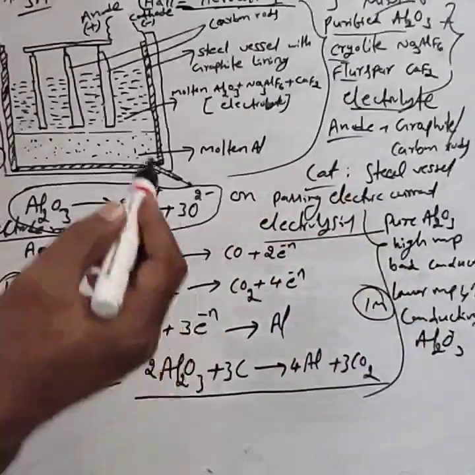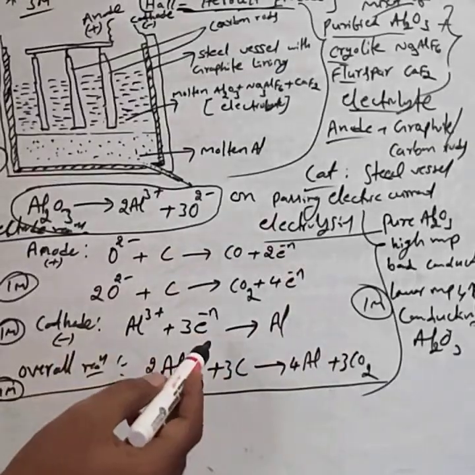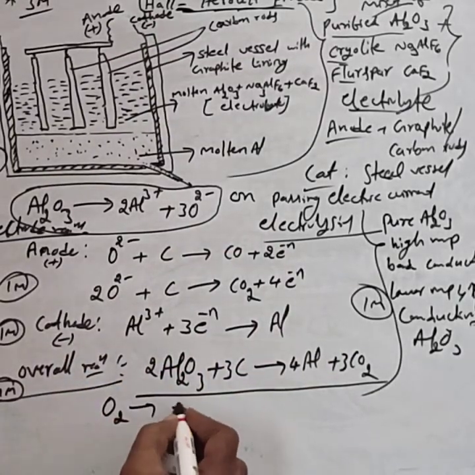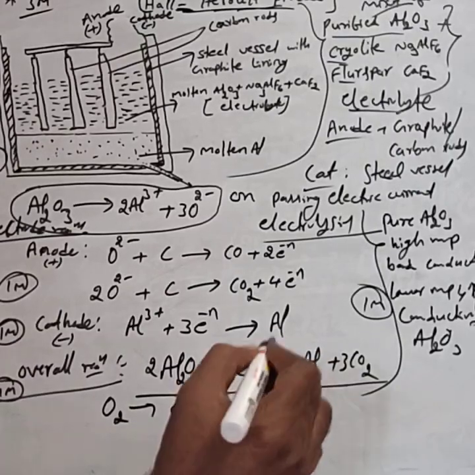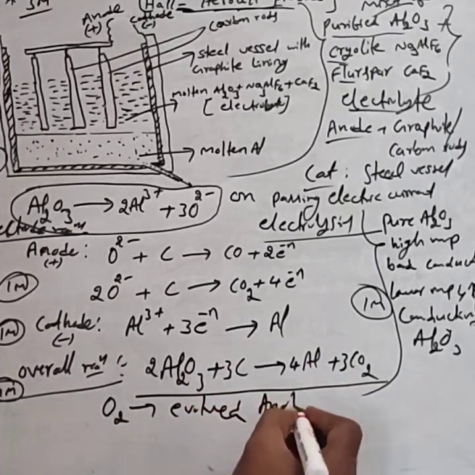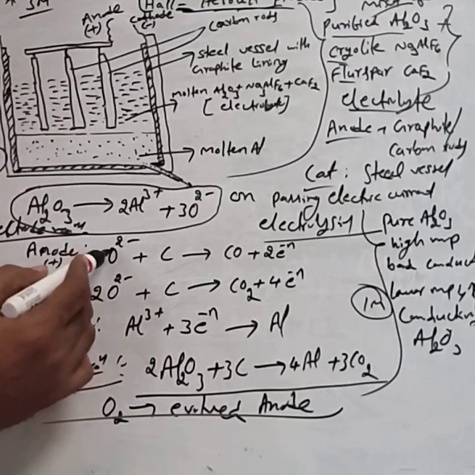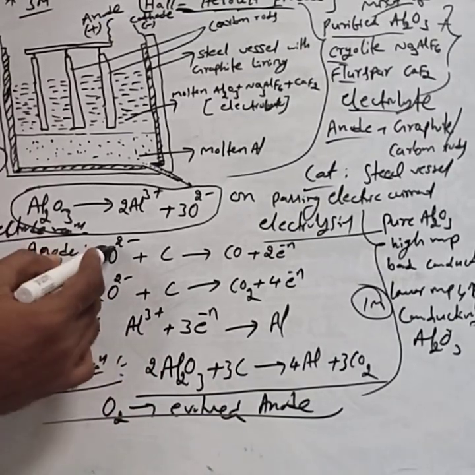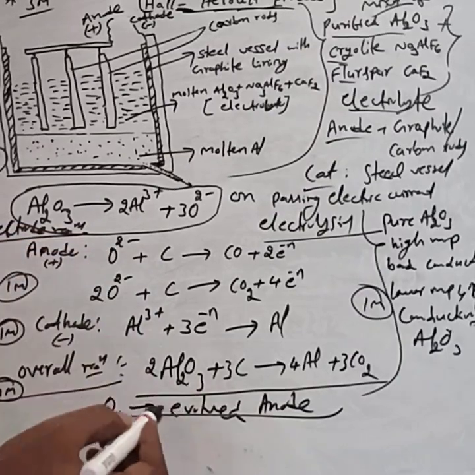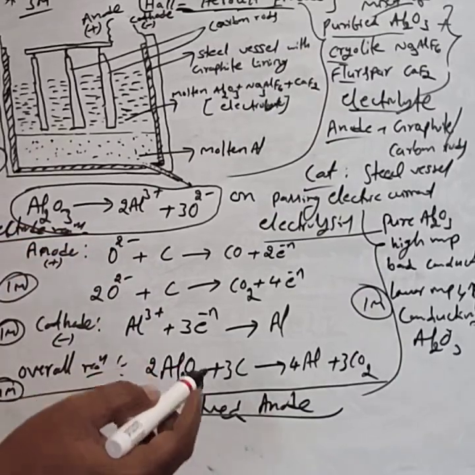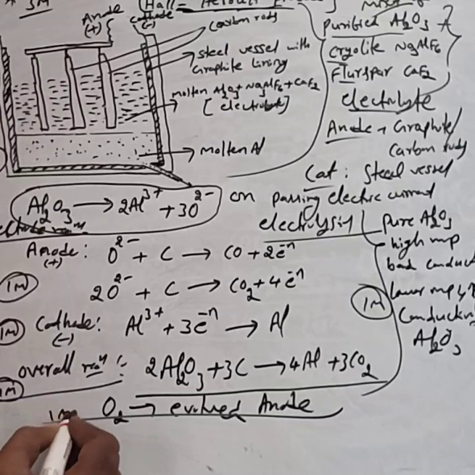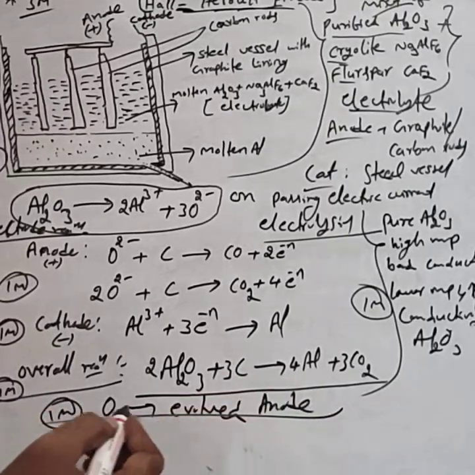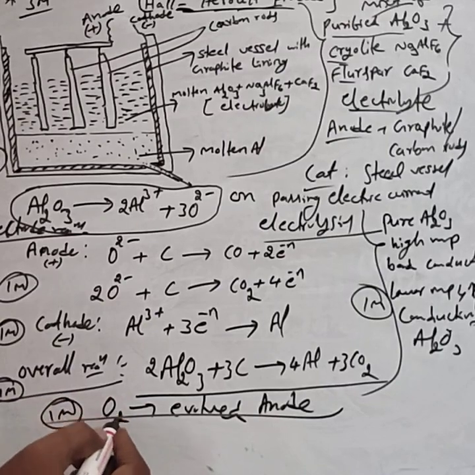Next, during this electrolysis process, oxygen gas is evolved. Oxygen gas is evolved at the anode. O2 minus ion moves towards the anode. This O2 minus decomposes to form oxygen. That means, name the gas. This can also be asked for 1 mark. Name the gas evolved at the anode. At the anode, oxygen gas is evolved.